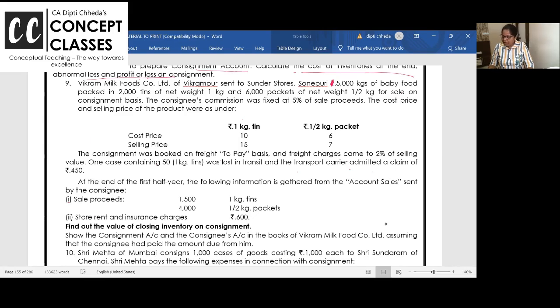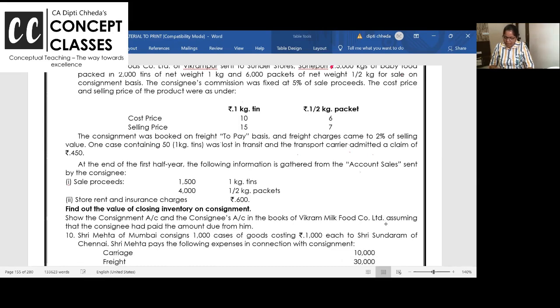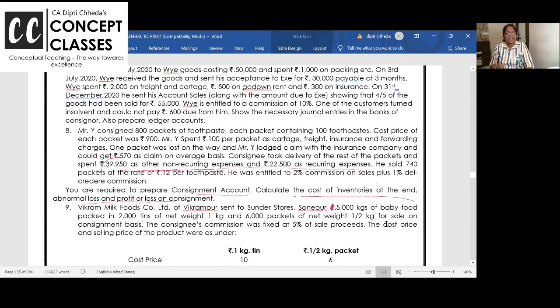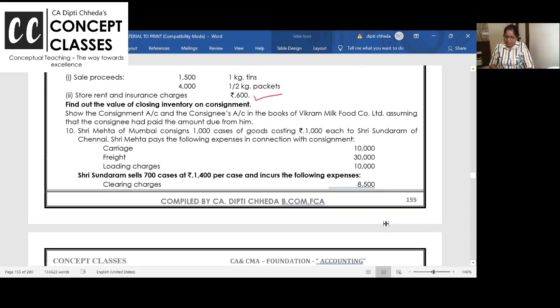At the end, the following information is gathered: how many tins they have sold, and store rent and insurance charges. Store rent and insurance charges are the recurring expense of the consignee, which are part of the consignment account, but they are not part of the closing stock. अरे, I missed, I told you कि इसमें हम कंसाइनी का अकाउंट बनाएंगे, भूल गए. ठीक है, चलो next problem में बनाएंगे.